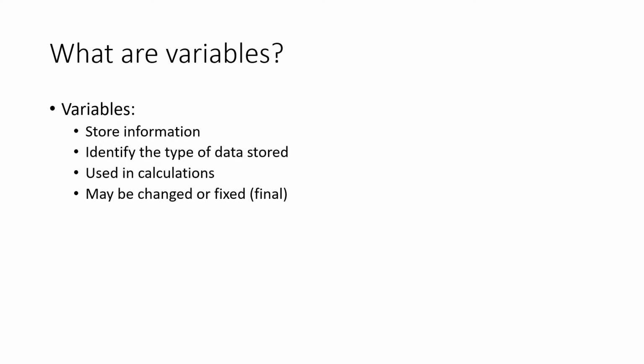So what are variables? Variables in programming are used to store information. Also, you'll find that they identify the type of data, whether it's a number or a letter or a list of characters. It identifies the type of data stored. Variables can be used in calculations or in processing and may be changed or declared at the start to be fixed using the keyword final.